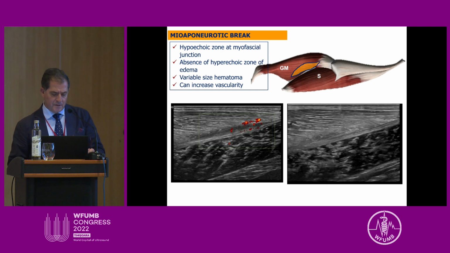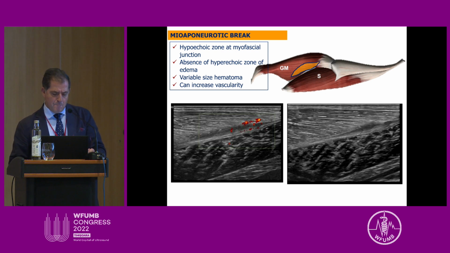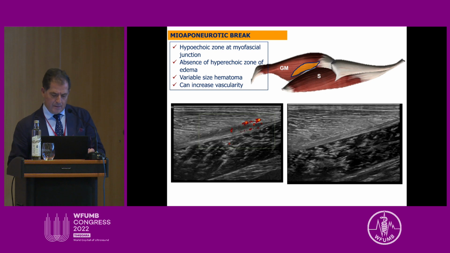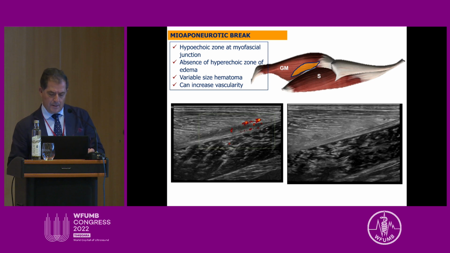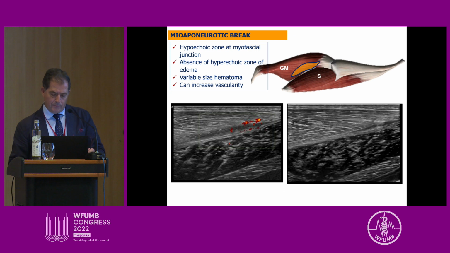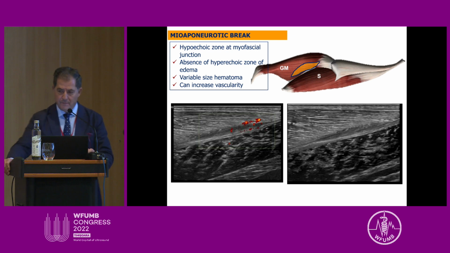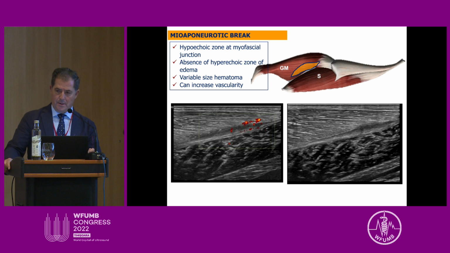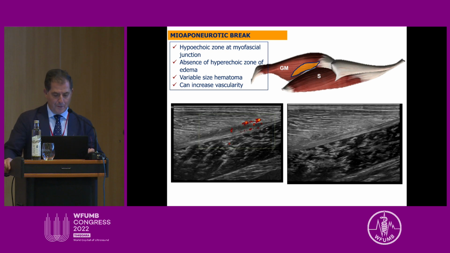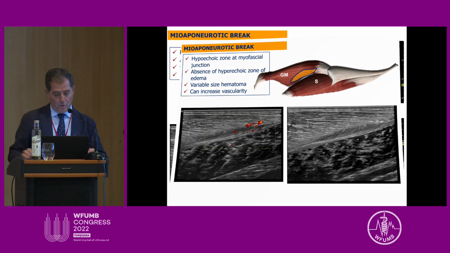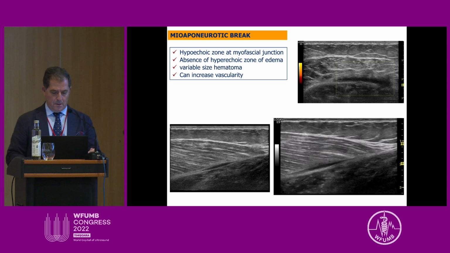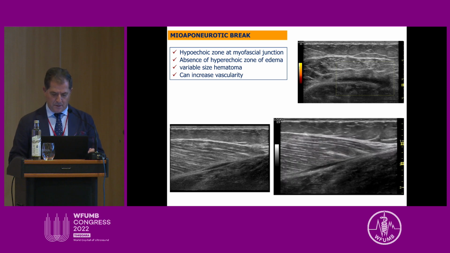And we see the perimysium rupture and the anechoic or hypoechoic area appear between the muscle and the posterior aponeurosis, and it is very different to the other kind of injury. And normally the hematoma is smaller.